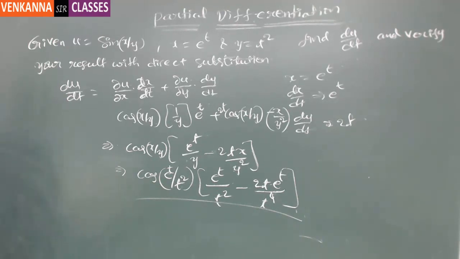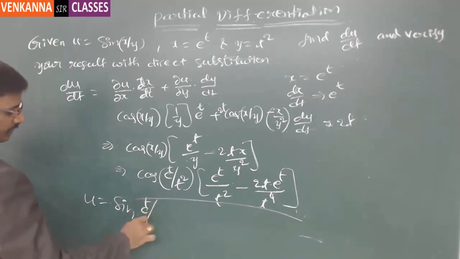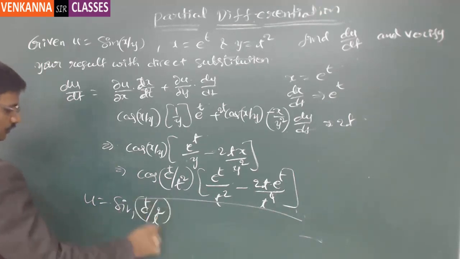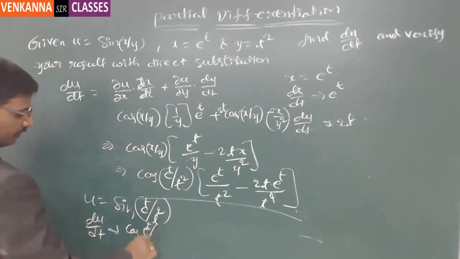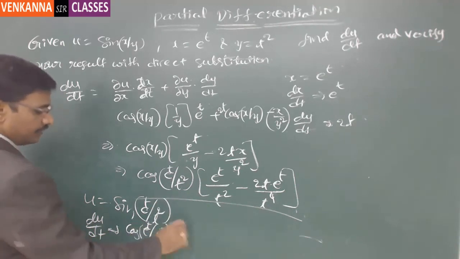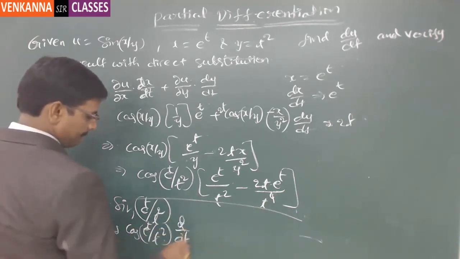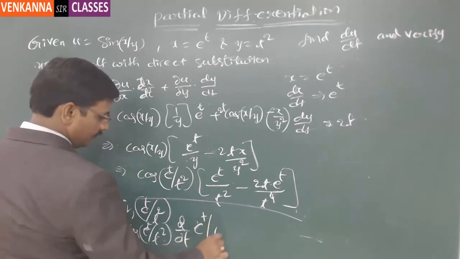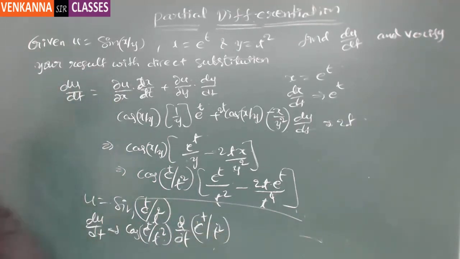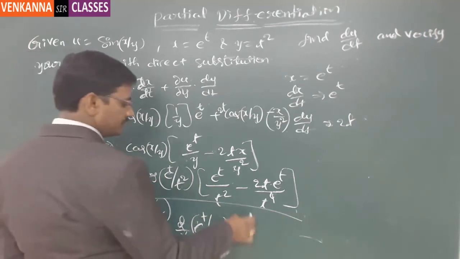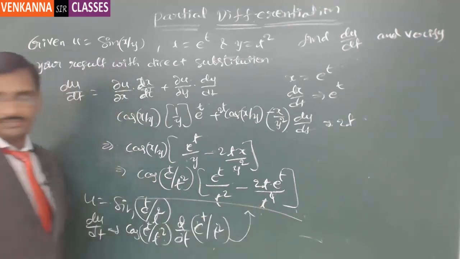So the same thing, if you want to find it out, u can be expressed as sine of x, which can be replaced with e power t divided by t square. So do the derivative du by dt. The derivative of sine will be cos of e power t by t square, and then d by dt of e power t by t square. Now for e power t by t square, you can apply the u by v formula and then substitute it. That is straightforward and simple. You are going to get this answer. Clear?